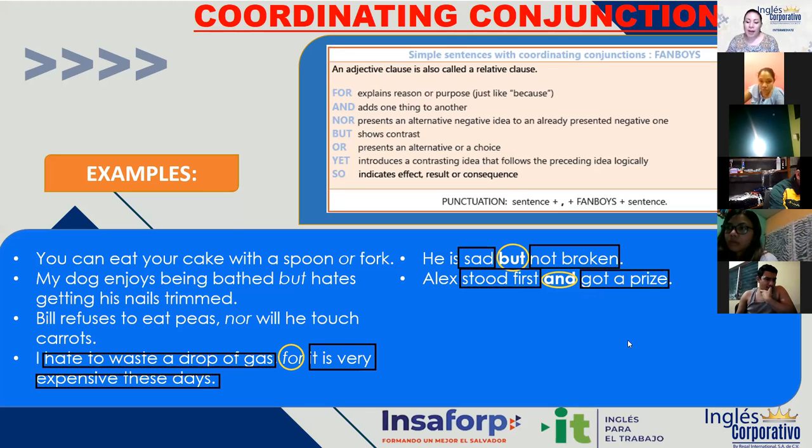Next. Robin and Russell went to the beach. Okay. Here we're also using the word and to connect. And what we're connecting are the two people, Robin and Russell. Okay.